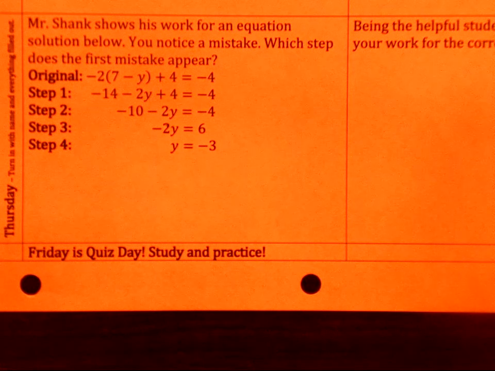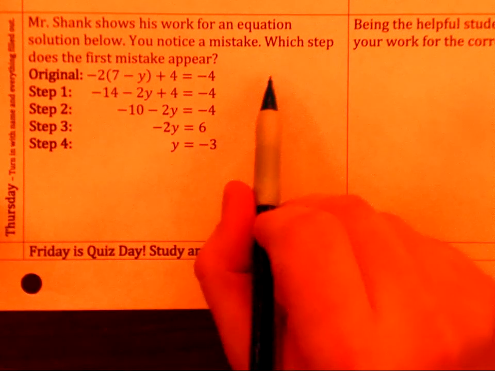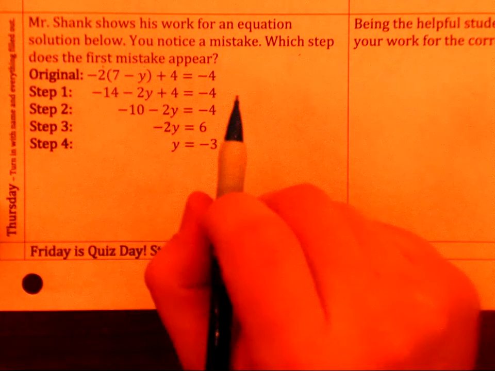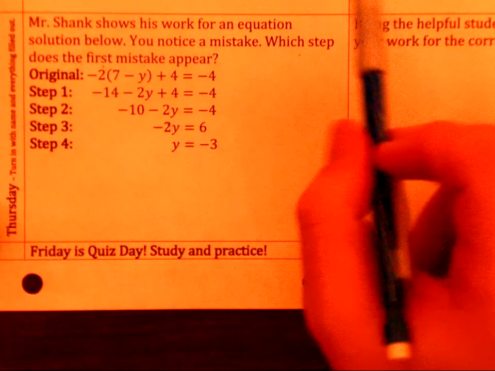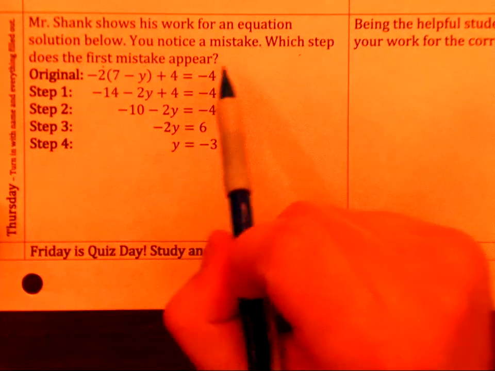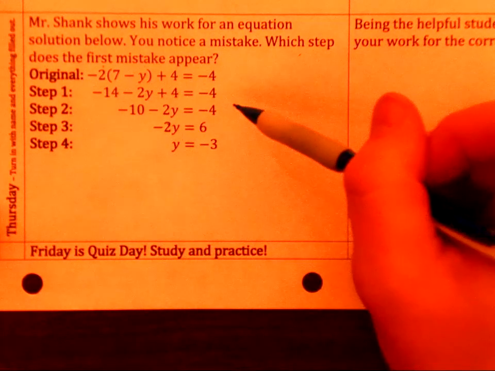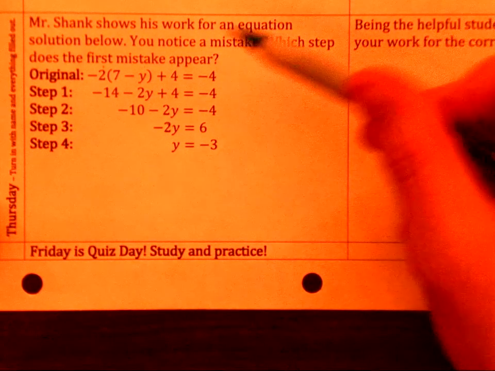Mr. Shank shows his work for an equation solution below. You notice a mistake. Which step does the first mistake appear? So make sure that when it's asking you for which step does it first appear, it means this. It might be in a certain calculation, but you're saying, okay, which line did you see the first mistake?